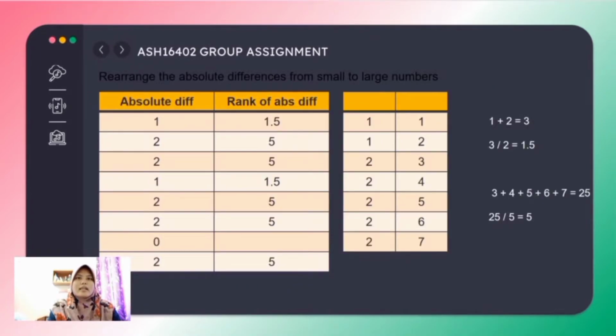Next, we calculate the rank of the absolute difference. The first step, we copy the absolute difference and arrange it in ascending order. Then, put the number next to it. To calculate the rank of the absolute difference, we need to calculate the average of the ranks for the same absolute difference. For example, the numbers 1 and 2 have the same absolute difference, which is 1. Then we add 1 and 2 and divide it by 2. We get a rank of 1.5.